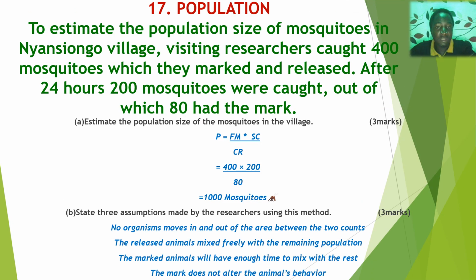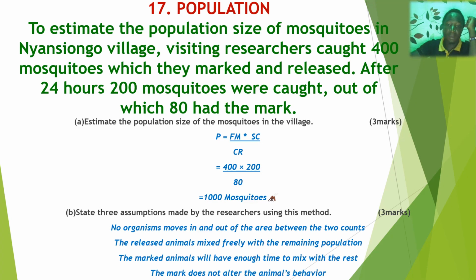17. It's about ecology also under population. So to estimate the population size of mosquitoes in the word is Nyansiongo village, visiting researchers caught 400 mosquitoes, which they marked and released. After 24 hours, 200 mosquitoes were caught, out of which 80 had the mark. So we are to do what? We are to estimate the population size of the mosquito in the village.